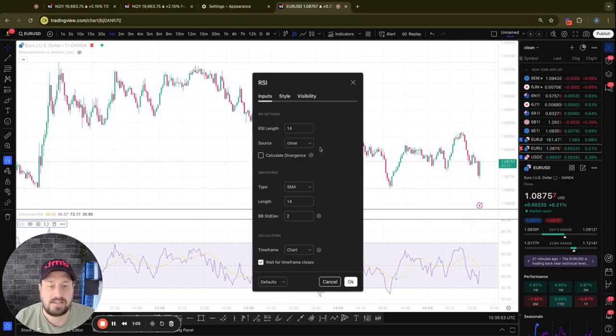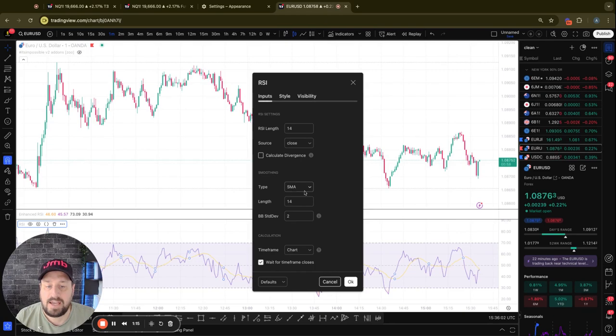So let's go through some of the settings. Here is your RSI length. For now, we're just going to leave that as it is. You don't need to worry about source. And then here is where we've got the SMA moving average. Right now, it's using a simple moving average, and here are the options. We can change it to an EMA, an SMA, a WMA, and a VWMA, which is volume weighted. Or you can choose to turn it off and have the standard RSI.